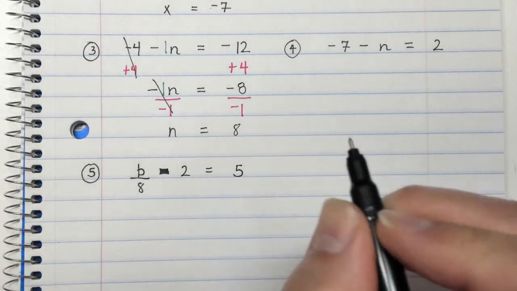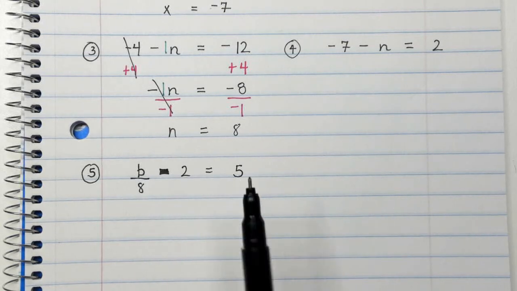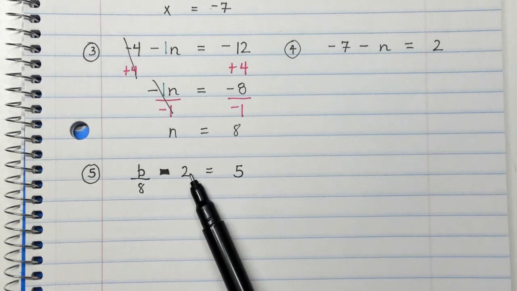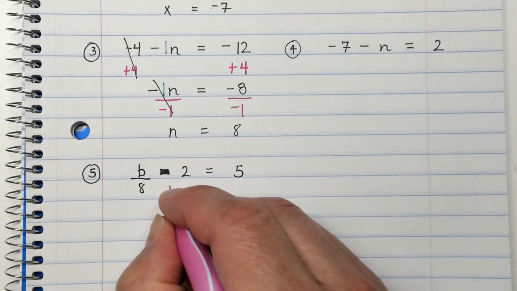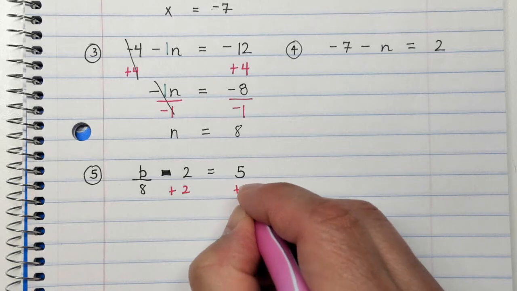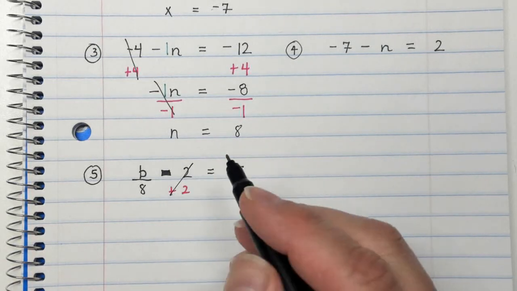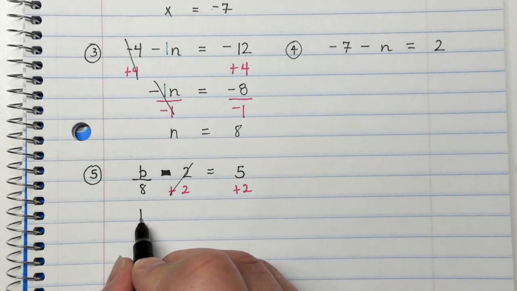Okay. So let me say it one more time for you. B divided by 8 minus 2 equals 5. One more time. B divided by 8 minus 2. The last thing I said was minus 2, so I have to do the opposite of the last thing I said. The opposite of minus 2 is plus 2. Minus 2 and a plus 2 cancels. Whatever didn't get canceled, you write it on the next line.